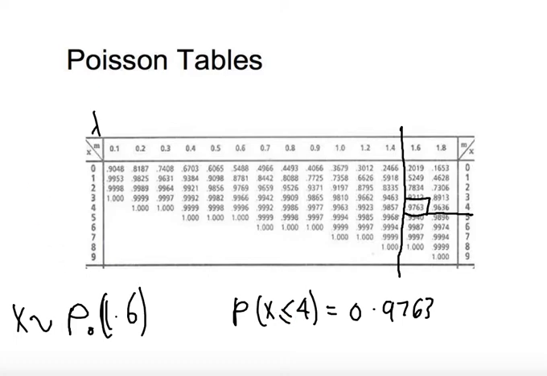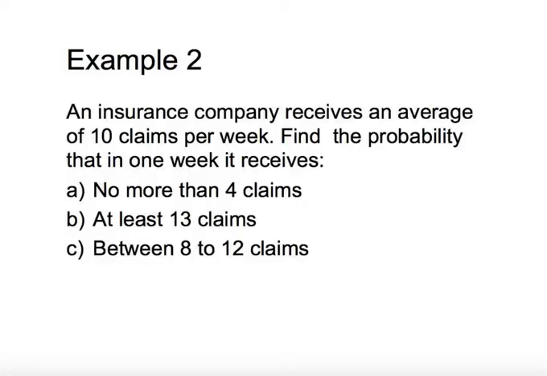Okay, so let's have a look at an example using the tables. Starting to look at some contextualized problems now. We have an insurance company. It receives on an average of 10 claims per week. We want to find the probability that in 1 week it receives no more than 4 claims, at least 13 claims, and between 8 to 12 claims. So one of the things you'll have to do is interpret questions. We're going to interpret this as inclusive. So it's going to be claims from 8 to 12 inclusive, so including 8 and 12. In an exam, it would more likely be very, very specific about this.